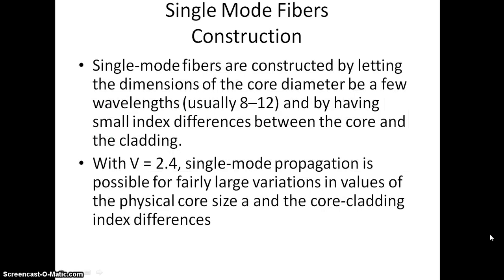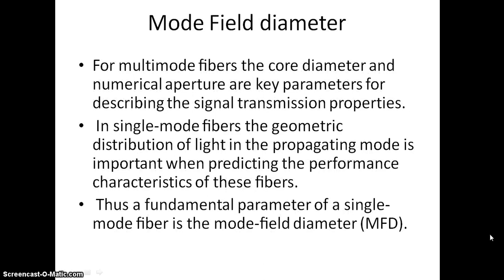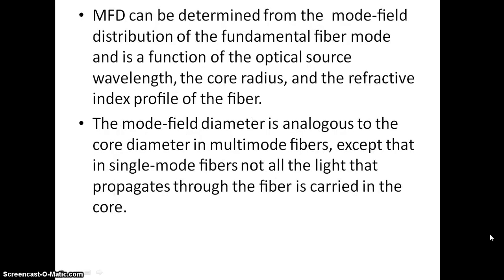Next is single mode fiber construction. Single mode fibers are constructed so that only one mode propagates through the fiber, and here V is equal to 2.405 and only one mode travels, that is the LP01 mode. Mode field diameter: for multimode fibers, the core diameter and numerical aperture are key parameters. We have discussed a lot about the multimode fiber, where the numerical aperture and core diameter play an important role. In single mode fibers, the fundamental parameter is the mode field diameter. Mode field diameter is determined from the mode field distribution of the fundamental fiber mode. It is a function of the optical source wavelength, core radius and the refractive index profile.